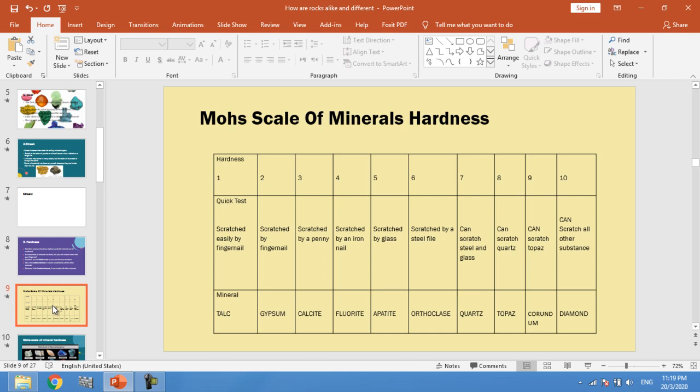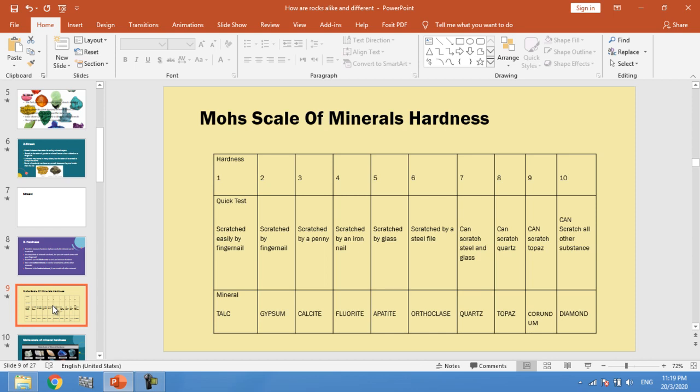Number 3 is calcite. It can be scratched by a penny, and it is harder than number 2 and number 1. Number 4, fluorite. It can be scratched by an iron nail. It is harder than numbers 1, 2, and 3. Number 5, apatite. Apatite can be scratched by glass. Number 6 is orthoclase. It can be scratched by a steel sheet.